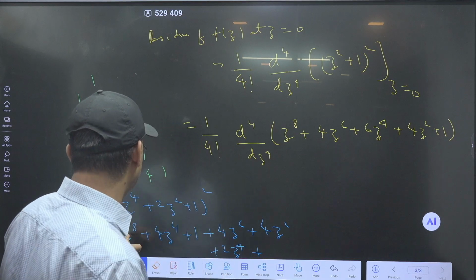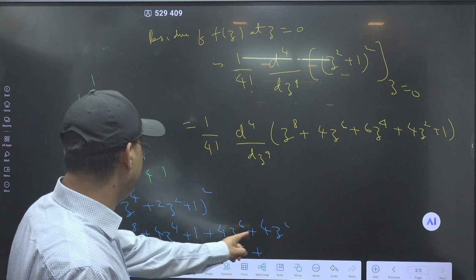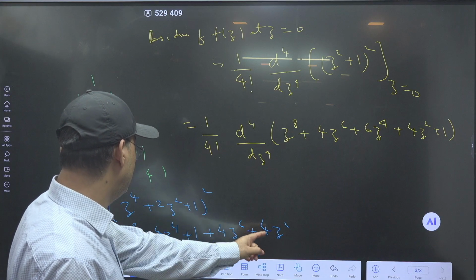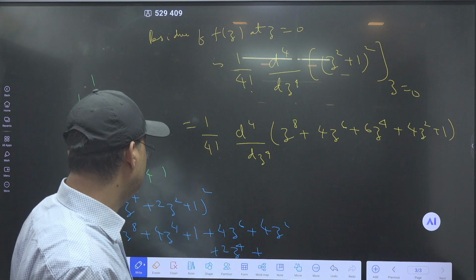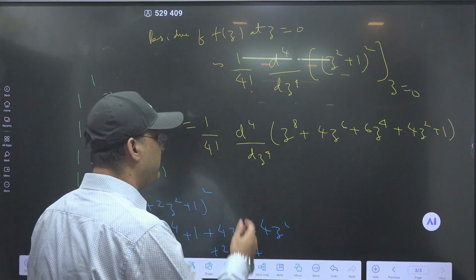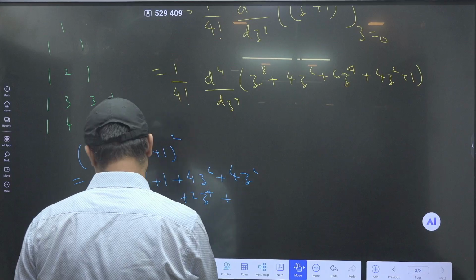If you collect, this is z to the power 8 plus 4 z to the power 6, 6 z to the power 4 and 4 z square plus 1. So I am getting the same thing. That is my point, and it's not a big deal for us to find out.